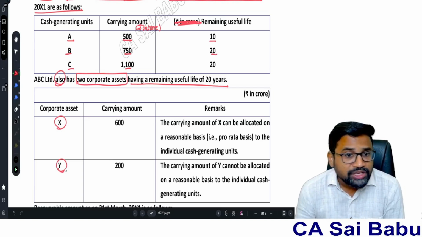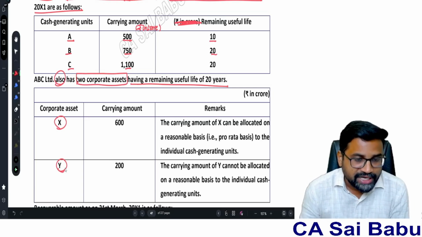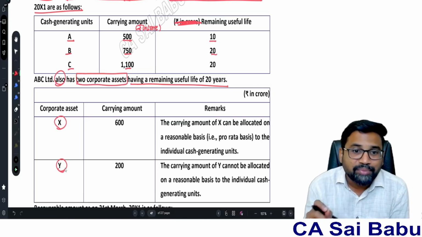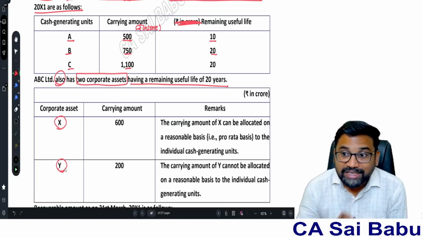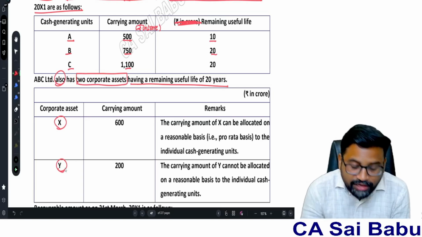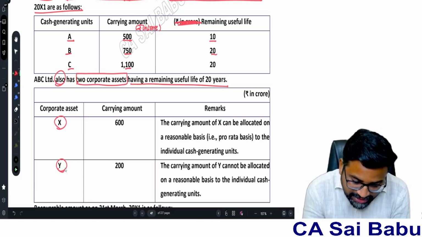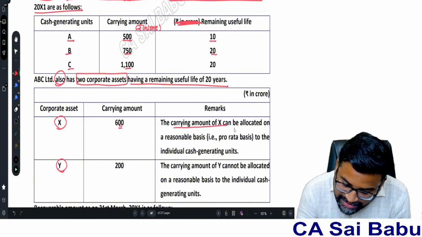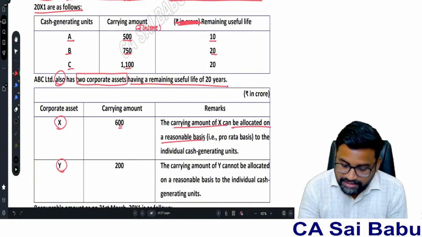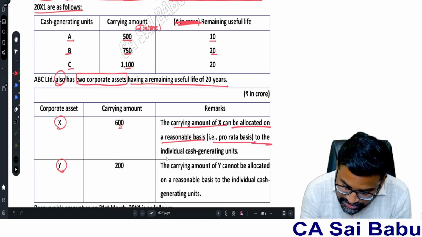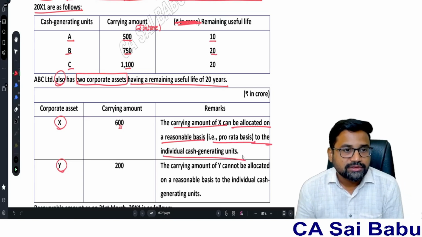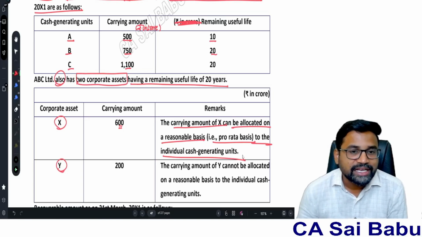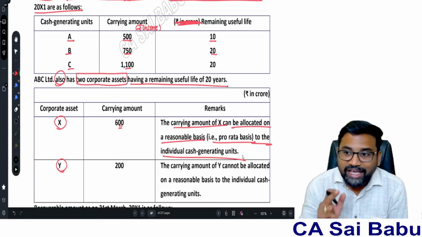Whenever you find cash generating units and corporate assets, these corporate assets will be allocated to cash generating units and impairment loss will be tested for the CGU. Now here, what are the corporate assets? X and Y. X carrying amount 600 crores. But remarks: the carrying amount of X can be allocated on a reasonable basis, that is pro rata basis, to the individual cash generating units. So this corporate asset X 600 crores we need to allocate between the carrying amount of the A, B, C.